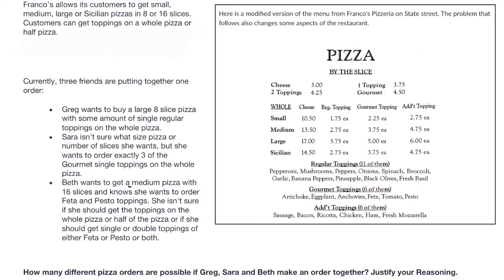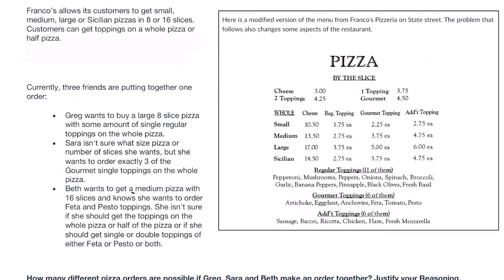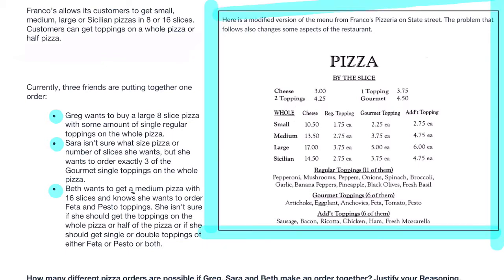Okay, so we've got a problem here about a pizzeria, and there are these three customers, Greg and Sarah and Beth, and they want to order pizza from this menu right here. We want to know how many different ways that can happen.